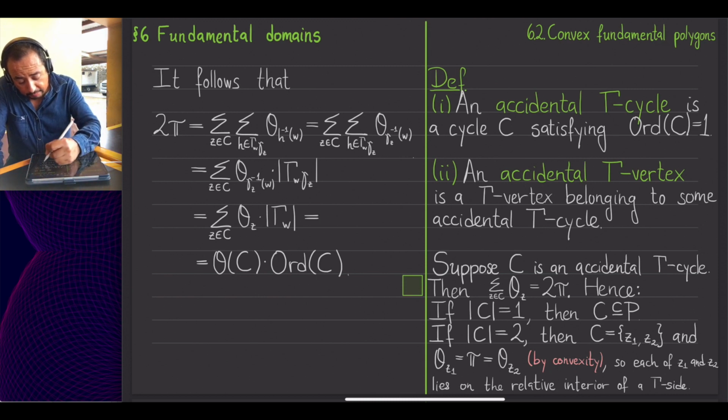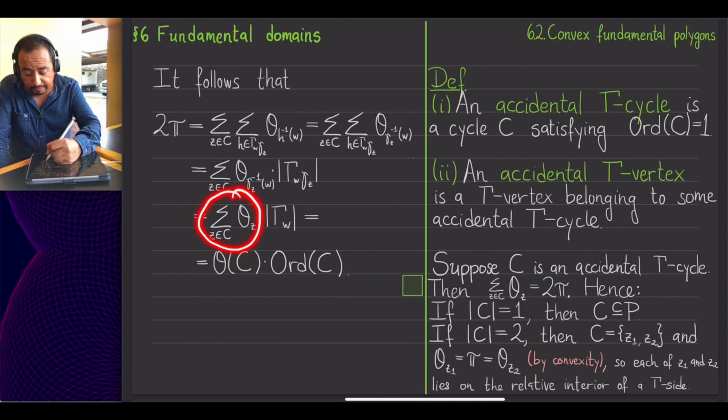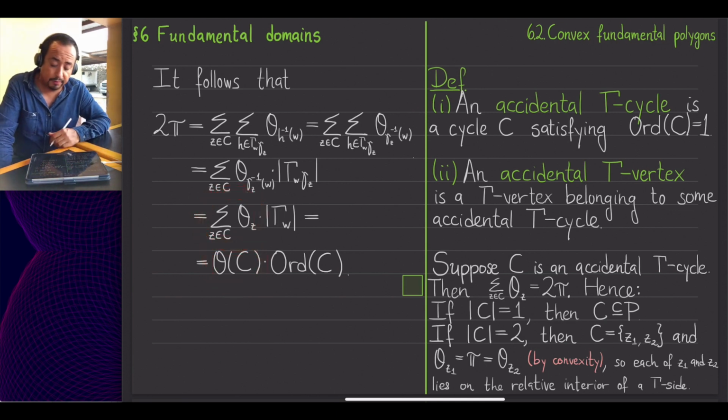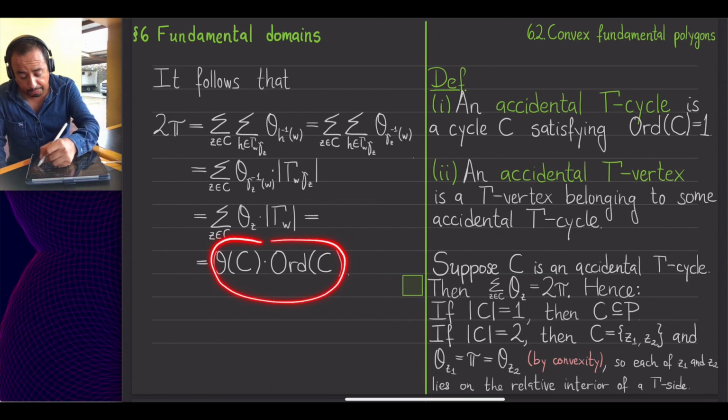Because now, with respect to z, this is constant, and this is equal to the order of its stabilizer, so by definition it is the order of C, and the sum is the angle sum of C. And this finishes the proof of the theorem.